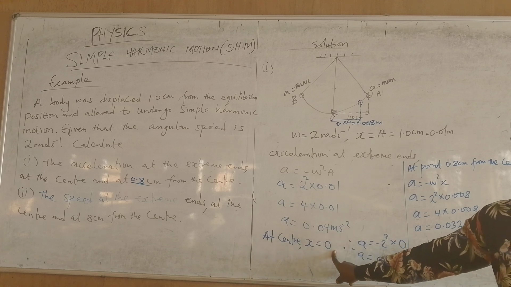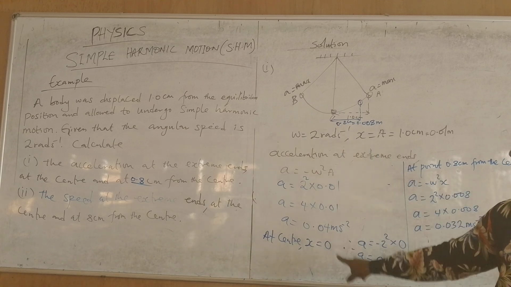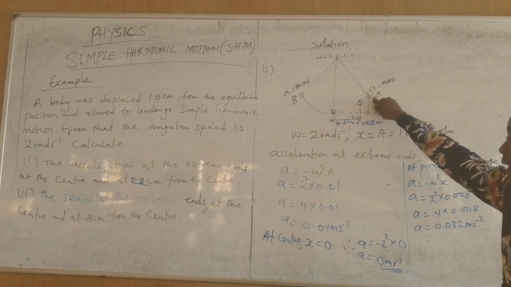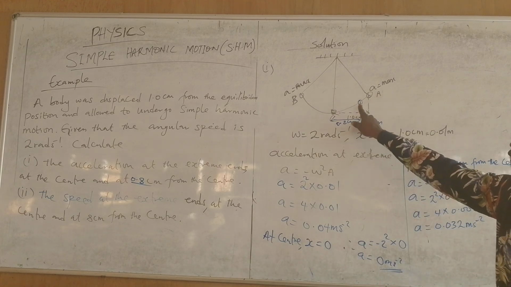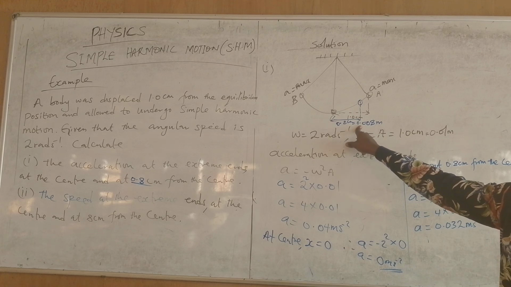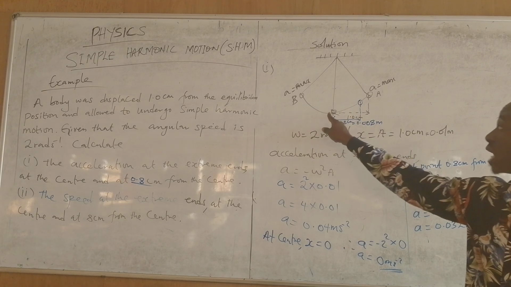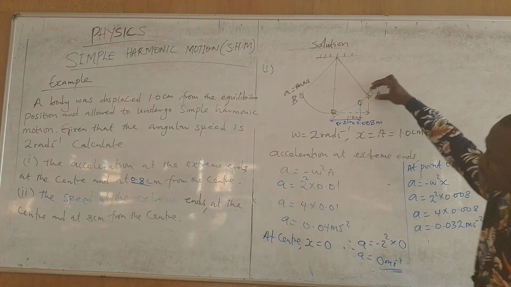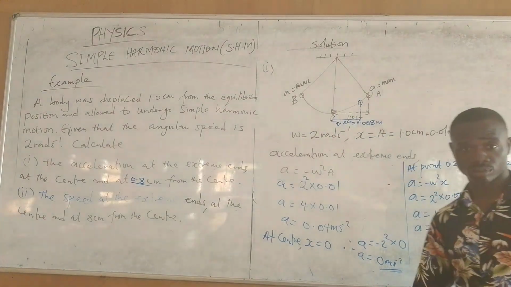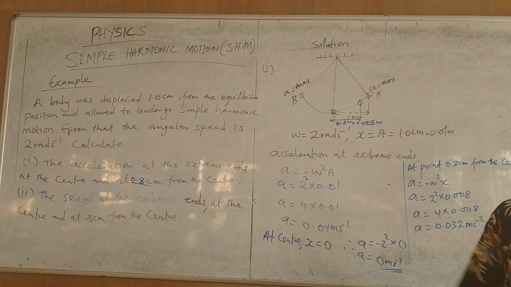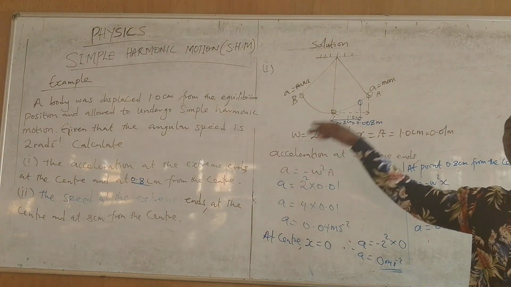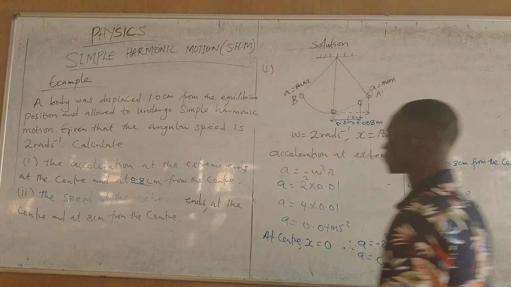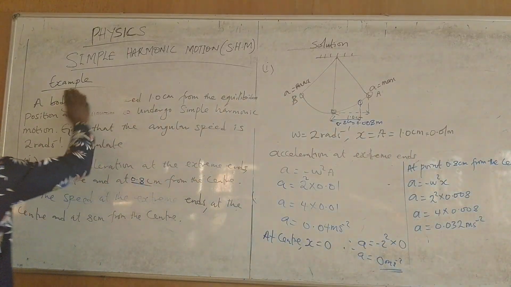Then at the center, what happens? a is 0. So here, maximum acceleration 0.04. Here, what do you have? 0.032. Acceleration is decreasing. While at the center, a equals 0. So this is where we have maximum acceleration. You can see the proof from the question. So the purpose of this question is just to explain all I've been saying since. Okay? Now, we move to speed.